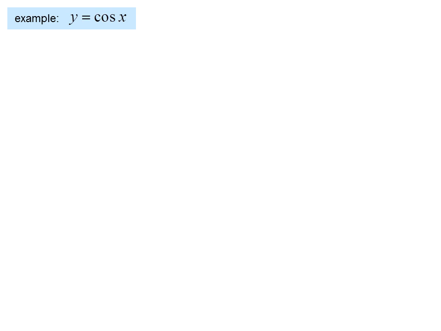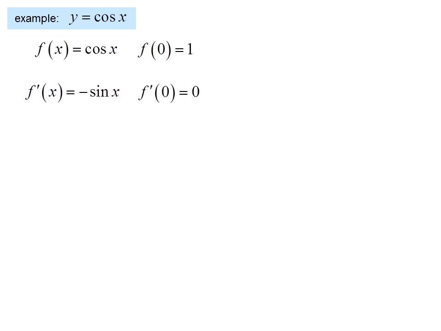Example, y equals cosine x. F of x equals cosine x, so f of 0 equals 1. Taking the derivative, f prime of x equals negative sine x. So f prime of 0 equals 0.